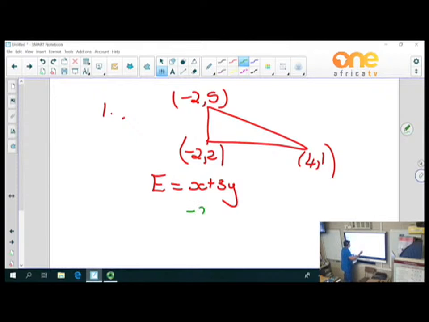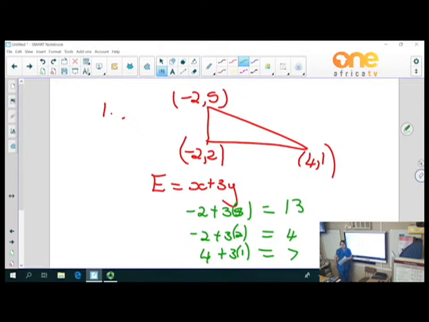So if I take this one, it's -2 plus 3 times 5, which is what? 13. And then this one, -2 plus 3 times 2, which is what? 4. And this one, 4 plus 3 times 1, which is 7. Now, if you look at that, which one is giving you the greatest value? The first one. So this point is giving us the greatest value.